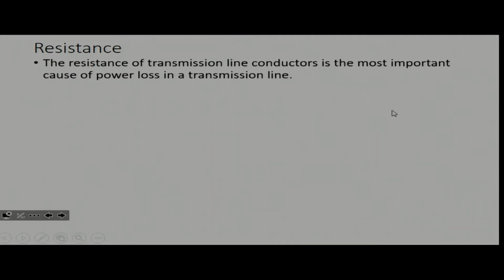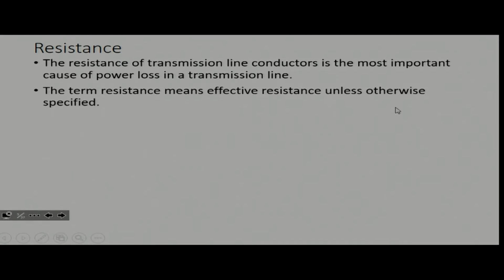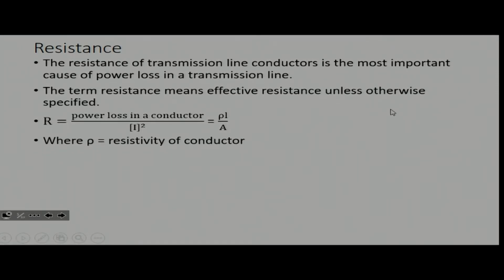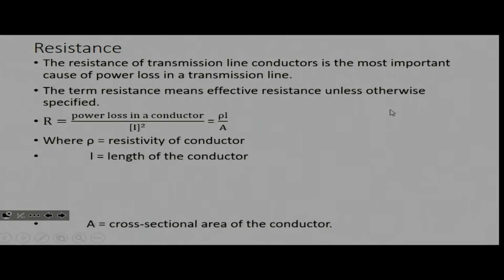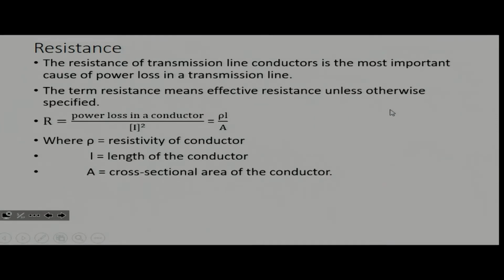And now you all know the resistance of a transmission line conductor is the most important cause of power loss in a transmission line. The term resistance means effective resistance unless otherwise stated, and R is equal to the power loss divided by the square of the current, and that is equal to rho L over A, where rho is the resistivity of the conductor, L is the length, and A is the cross-sectional area of the conductor.